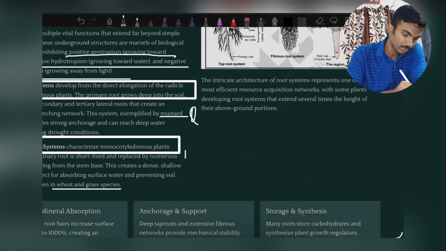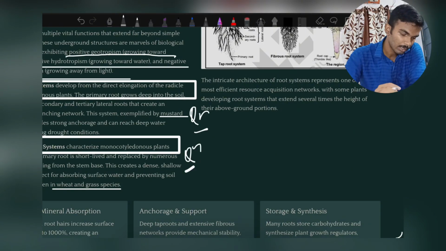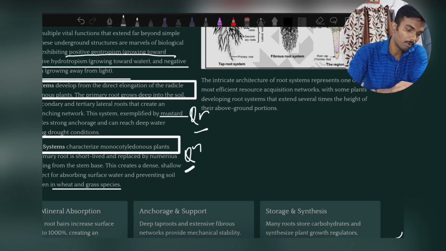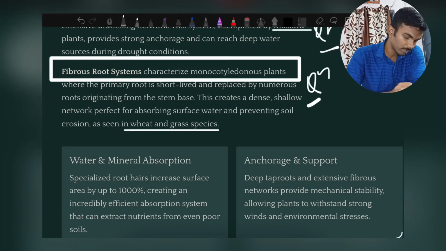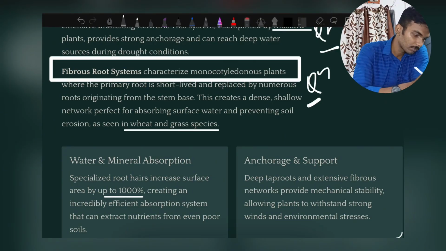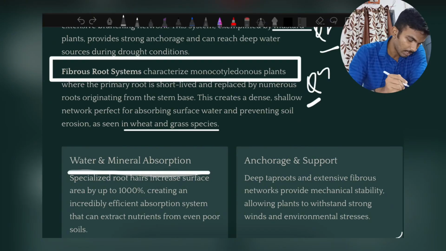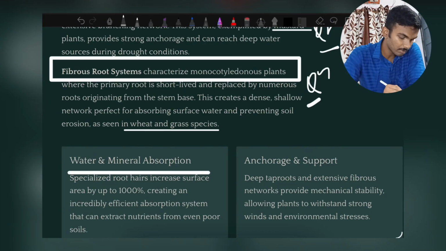one of nature's most efficient resource acquisition networks, with some plants developing root systems that extend several times the height of their above ground portion. Water and mineral absorption. Specialized root hairs increase surface area by up to 1000%, creating an incredibly efficient absorption system that can extract nutrients from even poor soils.